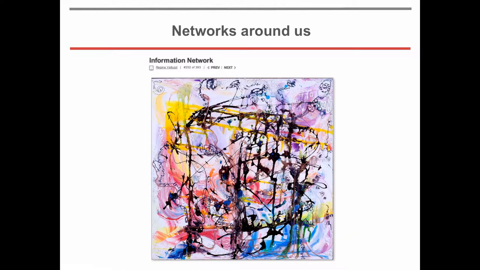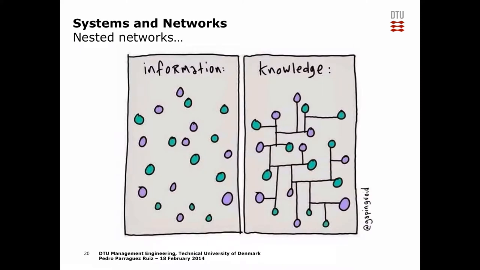And when it comes to information networks, this is a very nice painting from Regina Valluzzi that shows an interpretation that is really not just about one node, another node, and a very clean edge. It has a lot of variety, a lot of interpretation to be made, and we are somehow trying to boil down the essence of this into analysis that we can actually tackle. Another interesting example, continuing with network thinking, is the distinction between information and knowledge. For a lot of people, this makes sense.